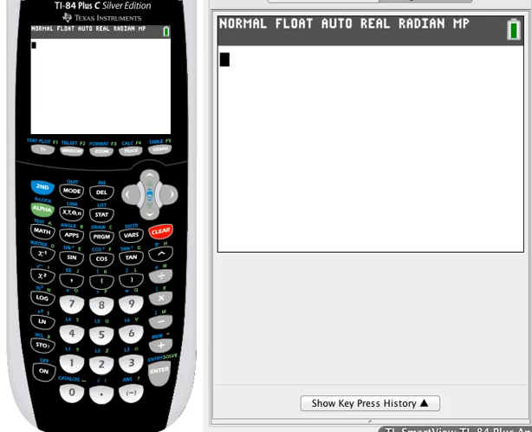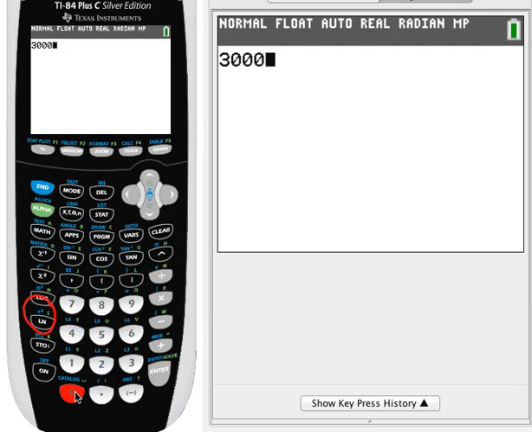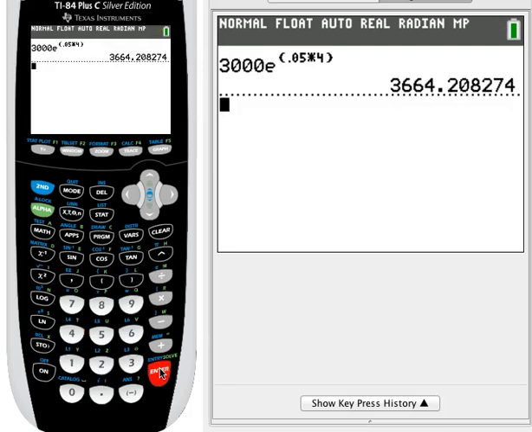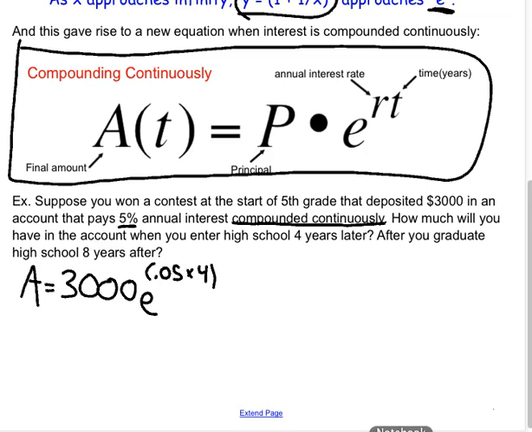Now let's see what that looks like in the calculator. So 3,000. Now, the button you're going to be looking for is right here, because that's going to give you e to an exponent. So that's what you're looking for on the calculator. Now you need e to the 0.05 times 4. After 4 years of continuous compounding, you're going to have $3,664.21.